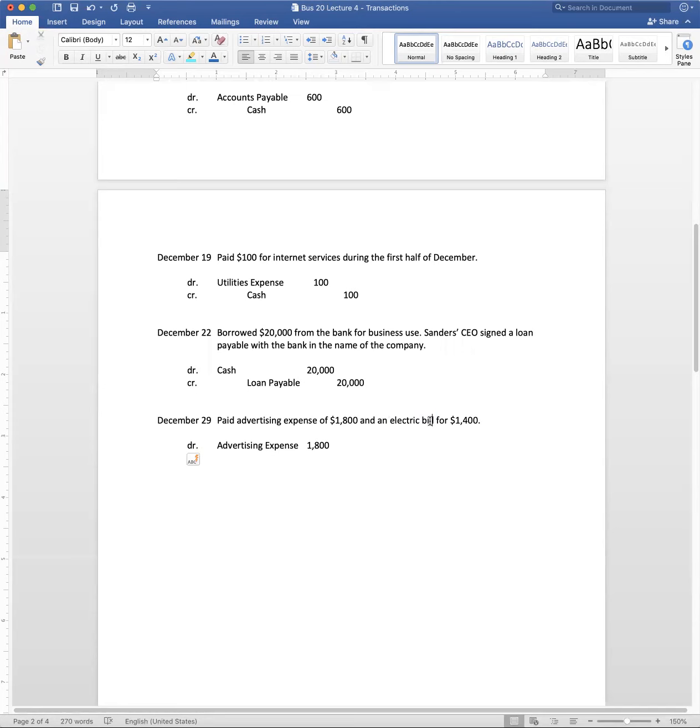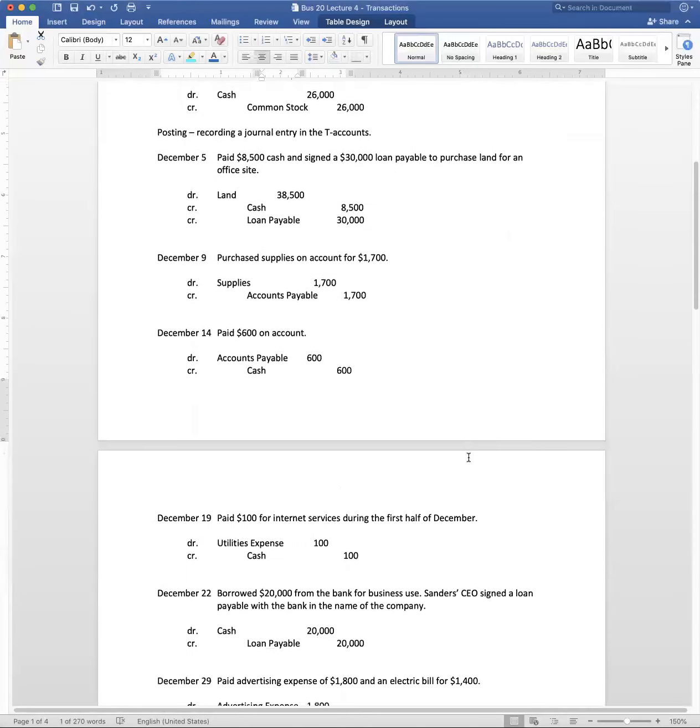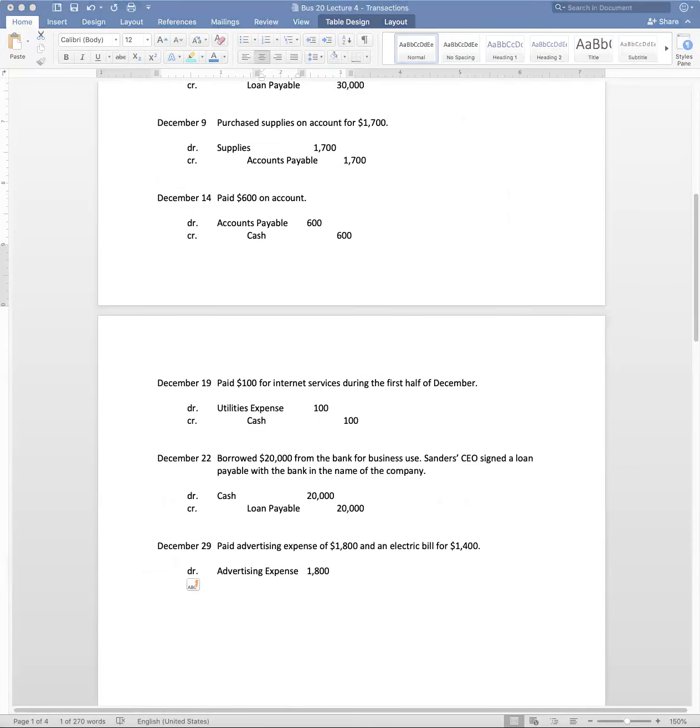All right, and they also paid an electric bill. All right, electricity, that is utilities. And we know that utilities bill after the fact, after we've already used them. So we've already used the electricity. This is a utilities expense. And expenses are increasing, so we're going to have a debit to utilities expense.